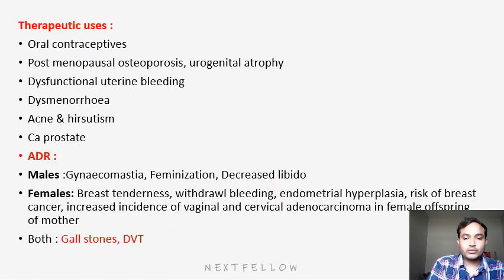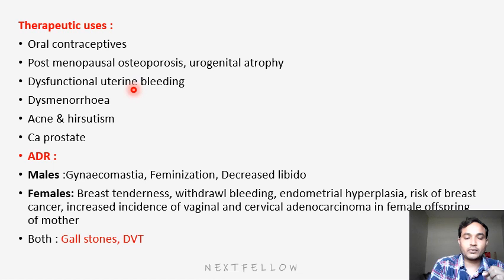Next we will see the therapeutic uses of estrogen. The main therapeutic use is as oral contraceptives. Next is postmenopausal osteoporosis, because it reduces bone resorption, thereby enhancing bone capacity. Next, urogenital atrophy: there is more estrogen activity at the estrogen receptors, thereby atrophy is decreased.